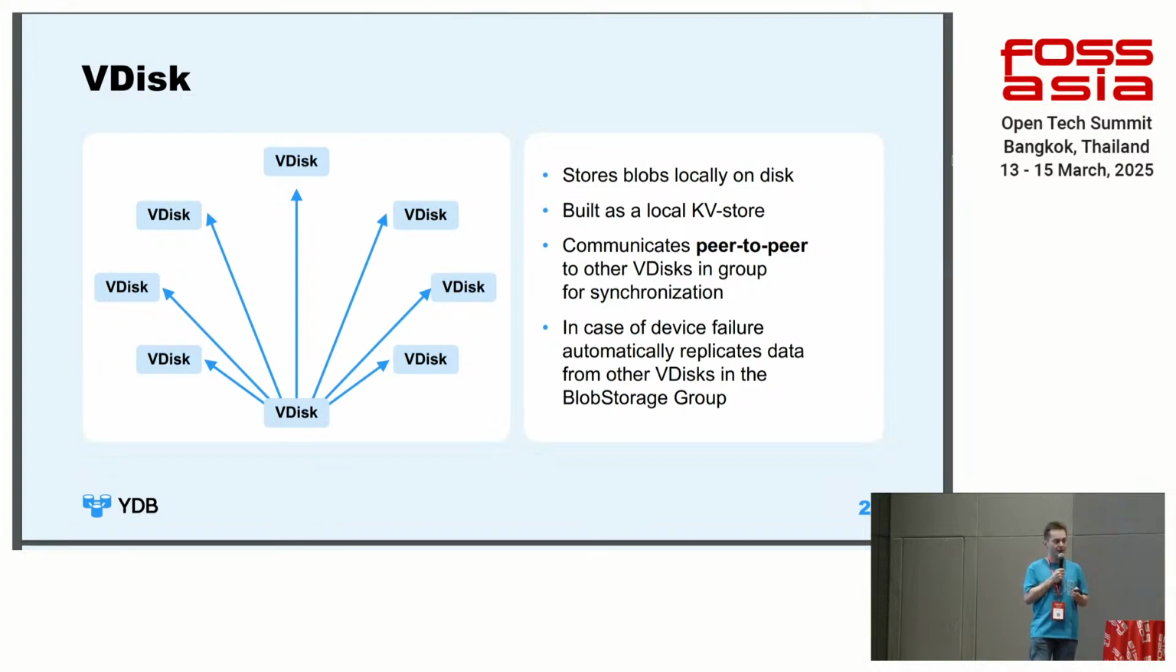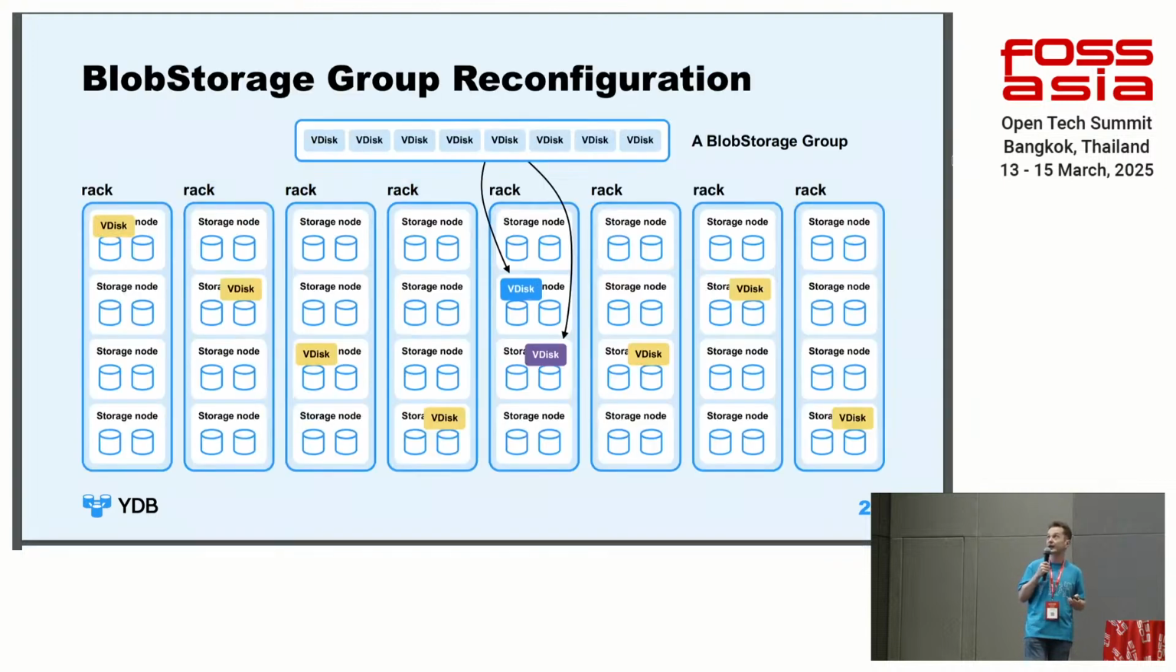The disk is actually an active component, because there is synchronization between disks of the same group. For example, if you get a temporary failure, say your server is down for some time, it might move somewhere, and when the virtual disk is online again, it will go to its neighbors in the group and automatically replicate. Let's look at the blob storage group and how reconfiguration might be done.